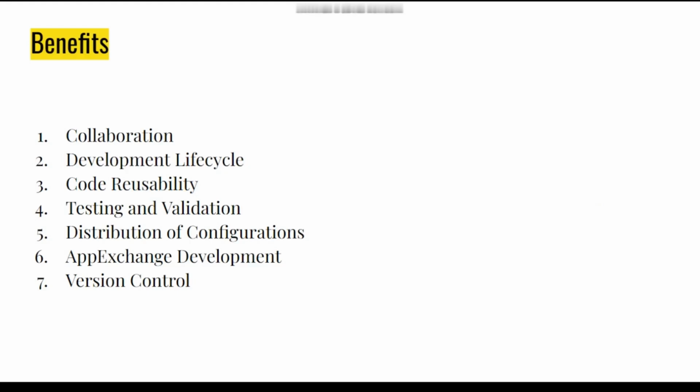Okay, so what are the benefits of an unmanaged package? First of all, like we discussed, the first is collaboration. You can collaborate with each other's dev org and share the code using the unmanaged package. Second is the development life cycle, which is a very important part. You can handle different applications in the different life cycles of development. Third is code reusability. Obviously the code will be reused, so you cannot code everything in your org every time if you require the same code in a different org.